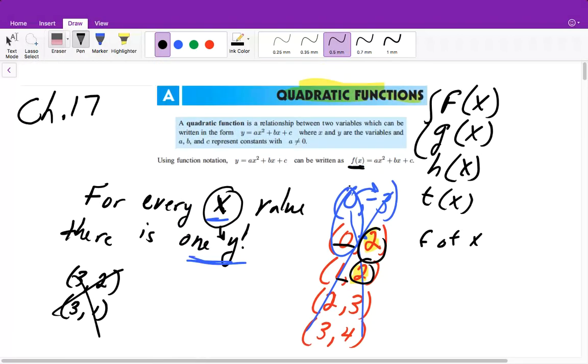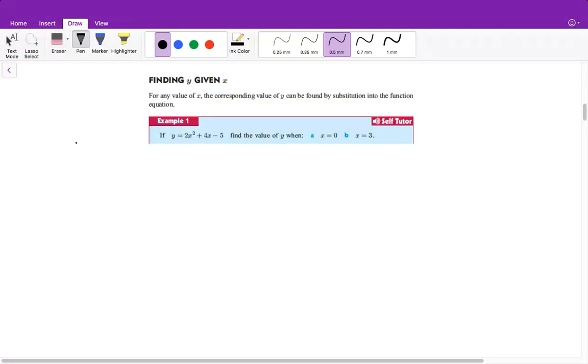All right, so now we're just going to go through and solve a few different questions with this equation, with quadratic functions. The first type that we're going to do is where you're given x, and you're now going to find y. And that's easy. When you're given x and trying to find y, all you need to do is substitute it in. So x is equal to 0, so we're just going to quickly substitute it in.